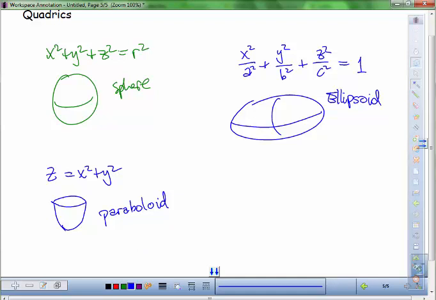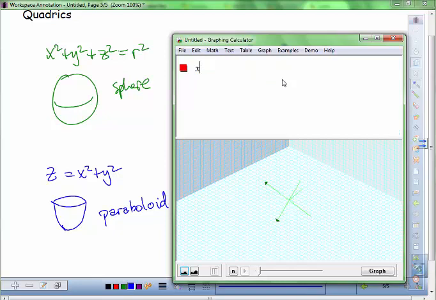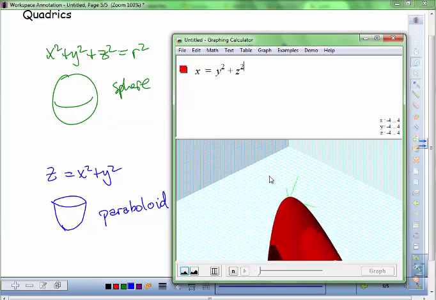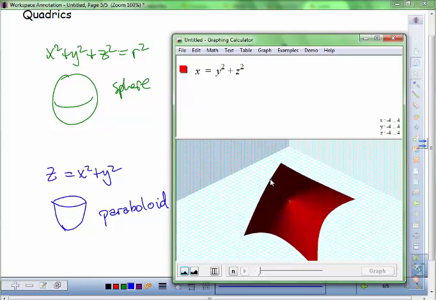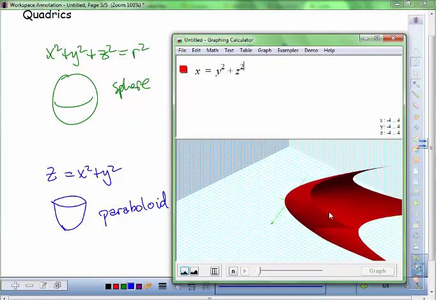Okay? So the thing about this is that these paraboloids are not restricted to paraboloids opening up and down like we have here. This could be a sideways paraboloid. For example, if you have x is equal to y squared plus z squared, this is a paraboloid that's pointing sideways. And I'll talk about why the paraboloid looks like this, but it's opening sideways.